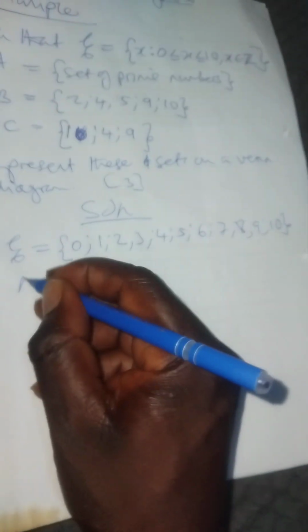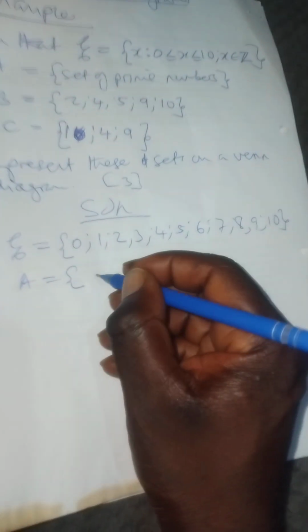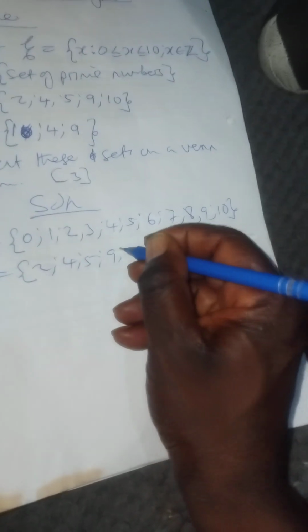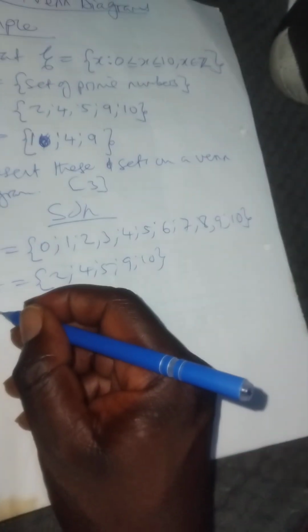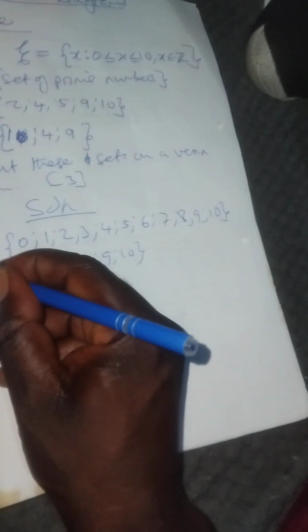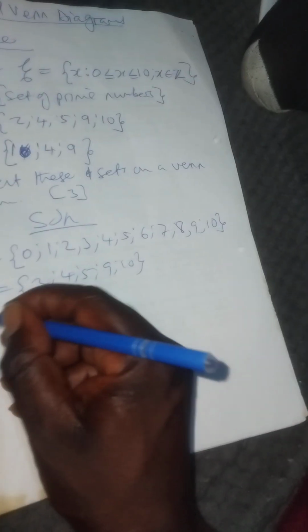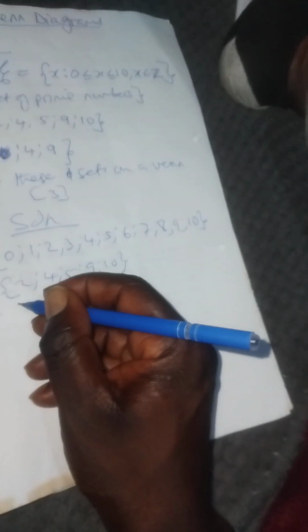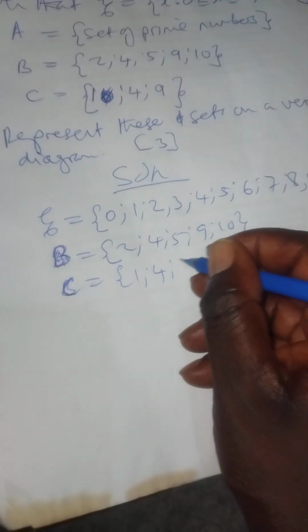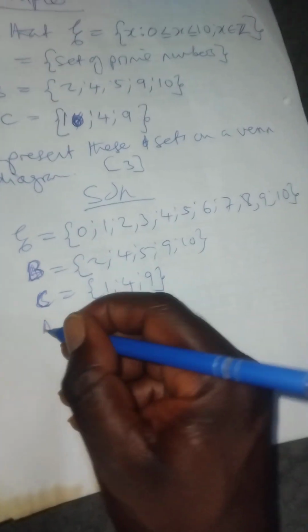Then set B is already given, it's 2, 4, 5, 9, and 10. Then set C is given as 1, 4, and 9. Then set A is the set of prime numbers.